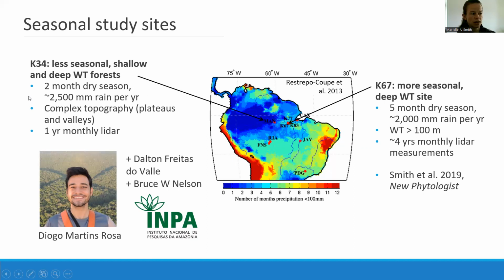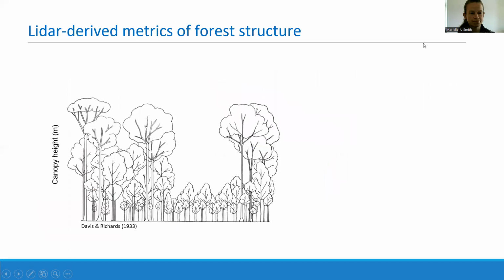And then one of the other sites with data collected by Diogo Rosa and Dalton Doval, with Bruce Nelson advising at IMPA. This is data they collected over a year, monthly data, and this is a less seasonal site with both shallow and deep water table depth regions. So basically we're going to compare the seasonality of these two different sites.